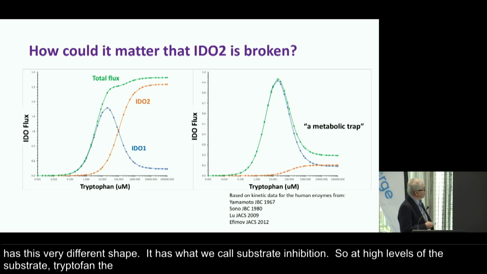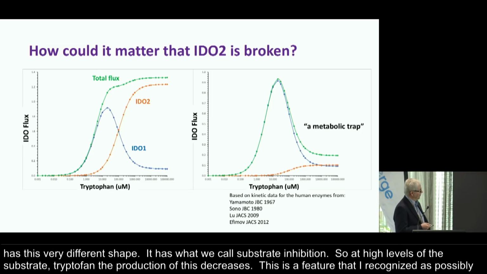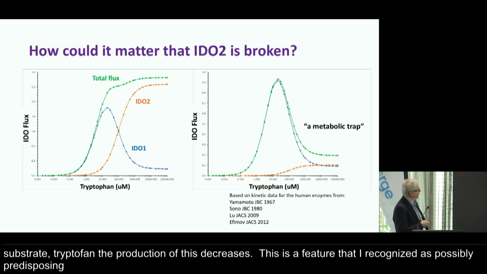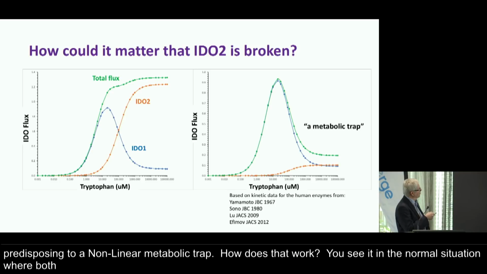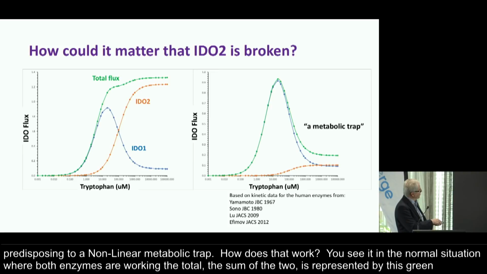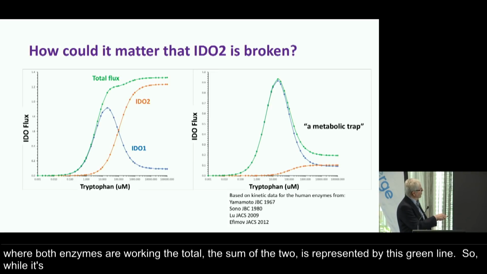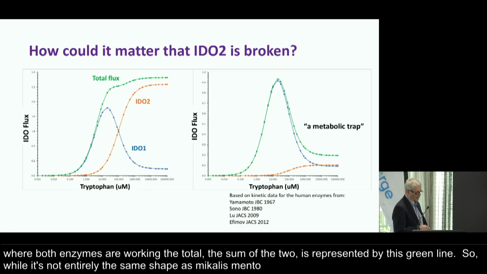This is a feature that I recognized as possibly predisposing to a nonlinear metabolic trap. And how does that work? Well, you see that in a normal situation where both enzymes are working, the sum of the two is represented by this green line. And while it's not entirely the same shape as Michaelis-Menten, it is very similar to that shape in the sense that it's monotonically increasing as the concentration increases.